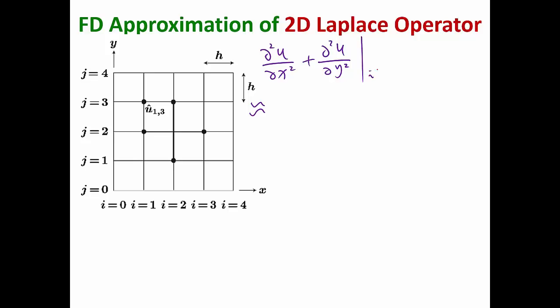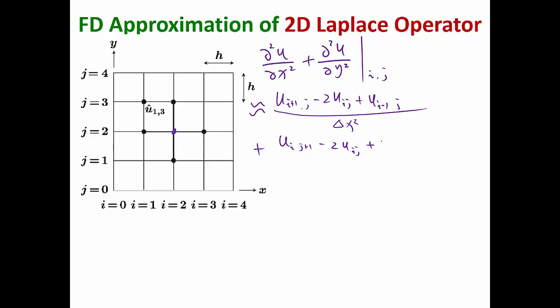So if this is at grid point i and j, the second derivative in x can be approximated by u of i plus 1, j minus 2 times uij plus u of i minus 1, j, divided by delta x squared. This is the first part. The second part is u of i, j plus 1 minus 2 times uij plus u of i, j minus 1, divided by delta y squared. And you're going to see that this is a linear combination of the value of the function at these five points. And that is a five-point stencil for our finite difference operator that approximates this Laplace operator.